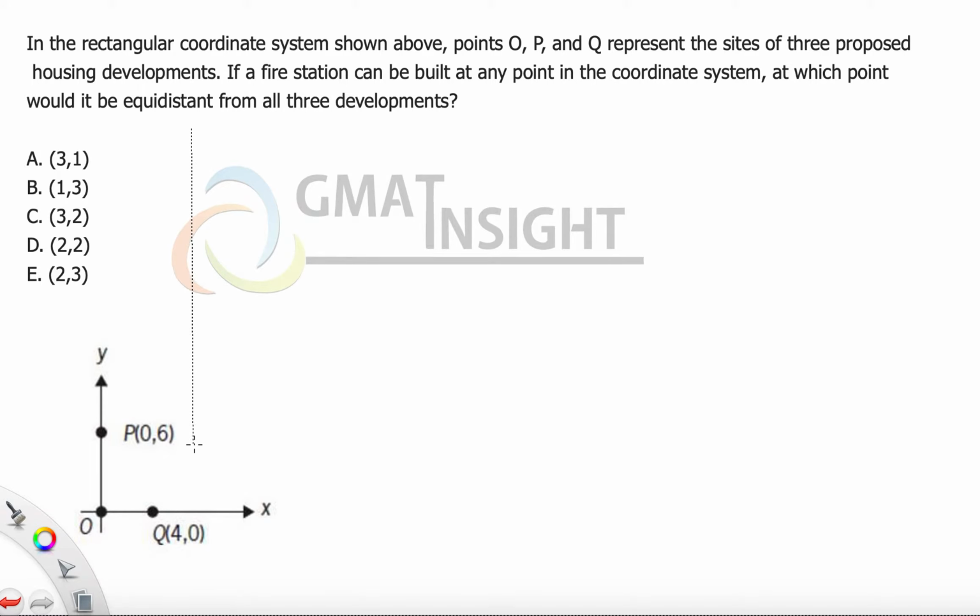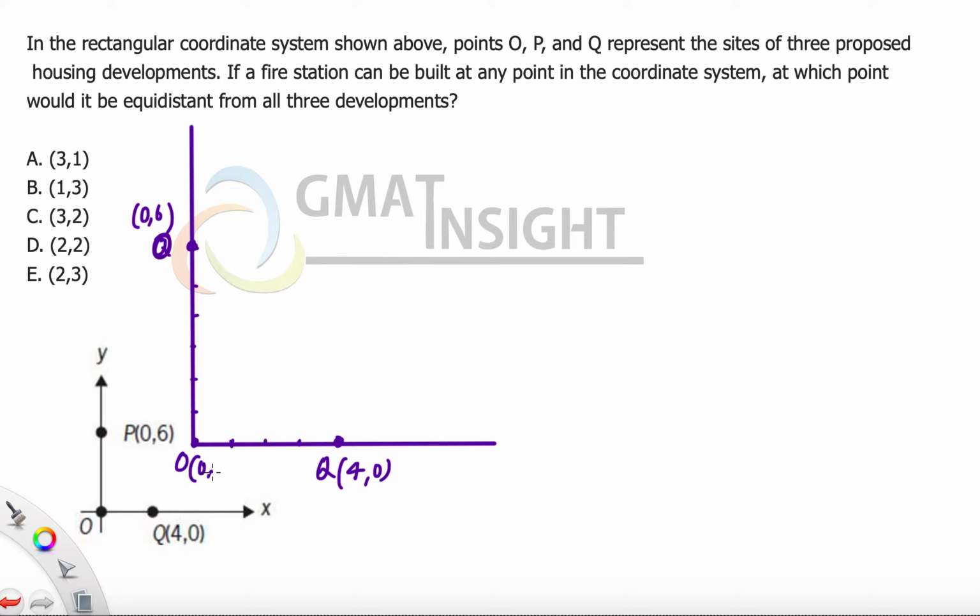Now let's assume we have these two axes. Let's assume this is 1, 2, 3, 4, and likewise 1, 2, 3, 4, 5, 6. It's the most basic thing that one has to do while dealing with a question of coordinate geometry. We have the point P here, which has coordinates 0, 6. We have point Q here, which has coordinates 4, 0. We have point O here, which has coordinates 0, 0.